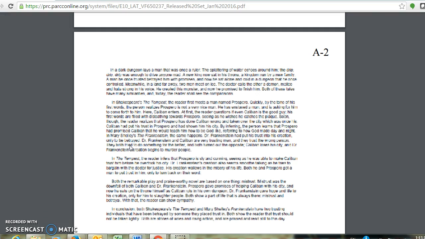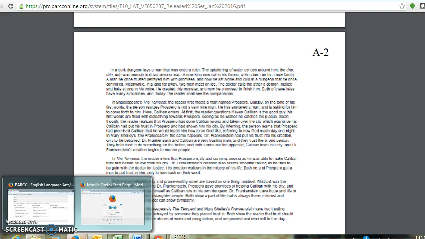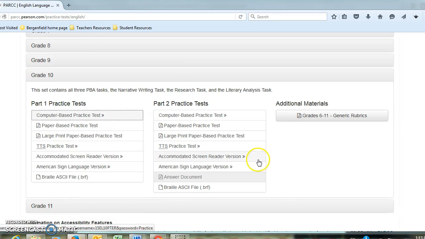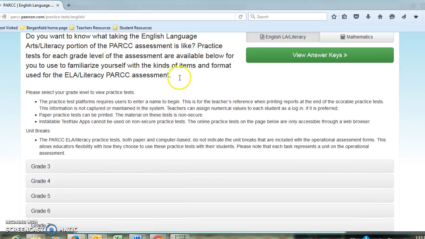Okay. The next thing is that you want to go to the PARCC practice site. It's the same site we used last year in practice, if you remember, but this one is not supported by Chrome. So if you're a Chrome user, you need to use a different browser in order to access the site. So I'm going to use Firefox, and I'm going to parcc.pearson.com. That's where I'm going to go.